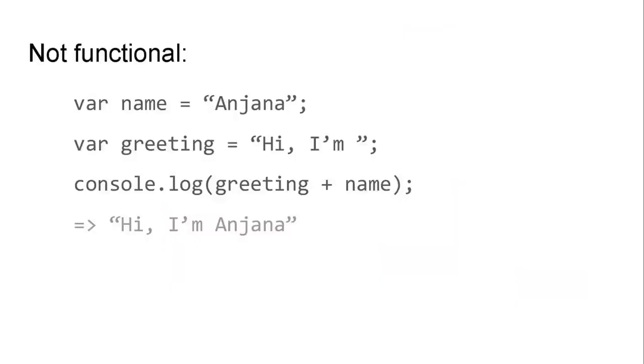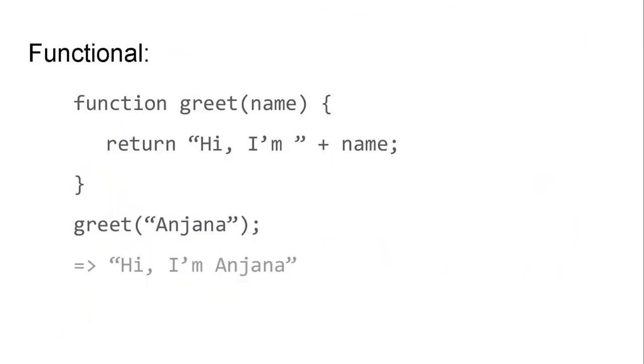So, for example, this would be a non-functional way for me to get the text, "Hi, I'm Anjana," to appear on the screen. I could assign a variable, call it name, and have it store the text Anjana. I could have a greeting like "Hi, I'm," or "Hello, I'm," whatever, and then I could log that to the console. This is sort of an imperative style. First do this, then do that, then do this other thing. We don't have functions here. We're not expressing this in terms of how inputs are transformed into outputs.